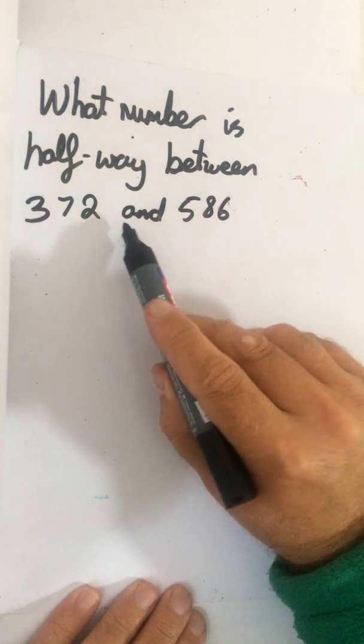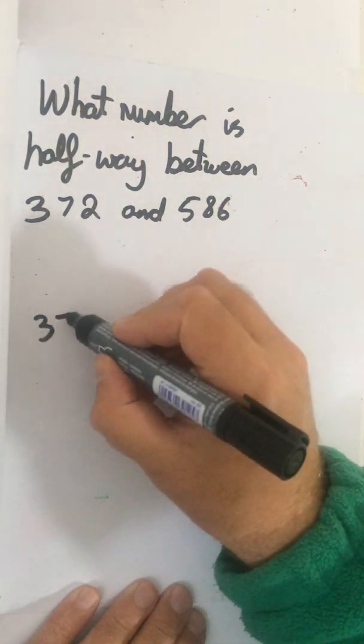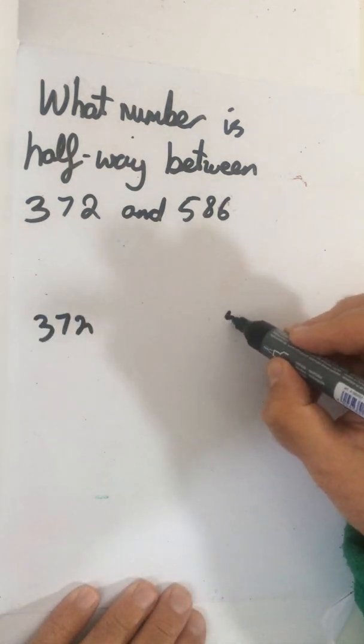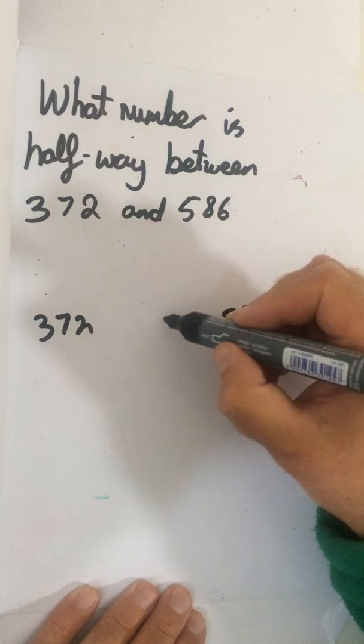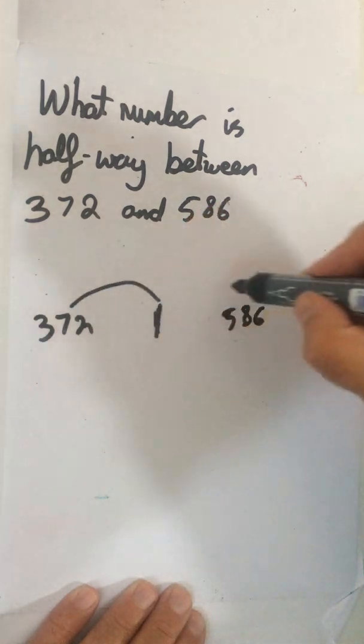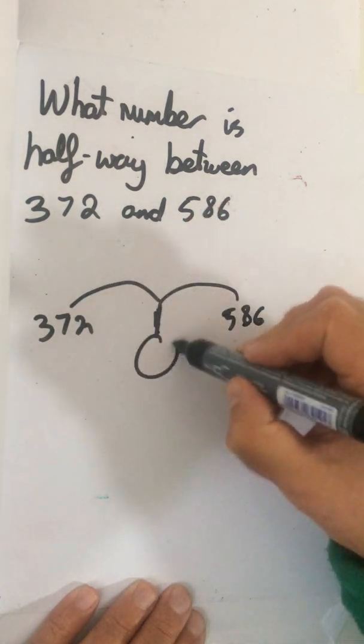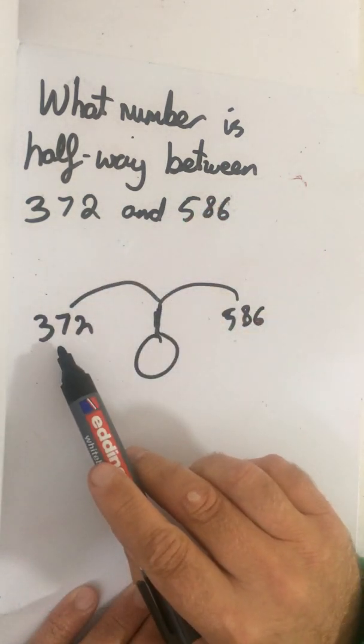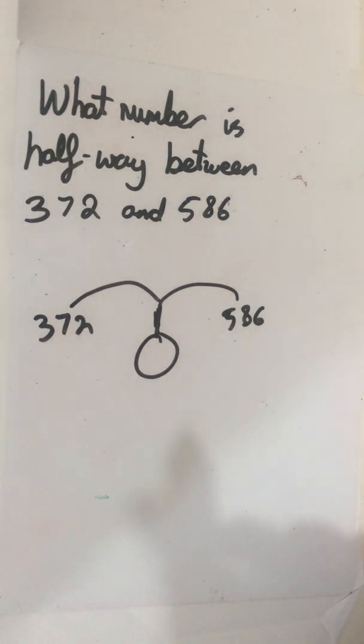Okay, so if I want to find a number, here's my 372, here's my 586, and I want to find this number right in the middle of those numbers. Right in the middle, so this number here. So I know it's somewhere between 372 and 586. I need to find the number exactly halfway between.